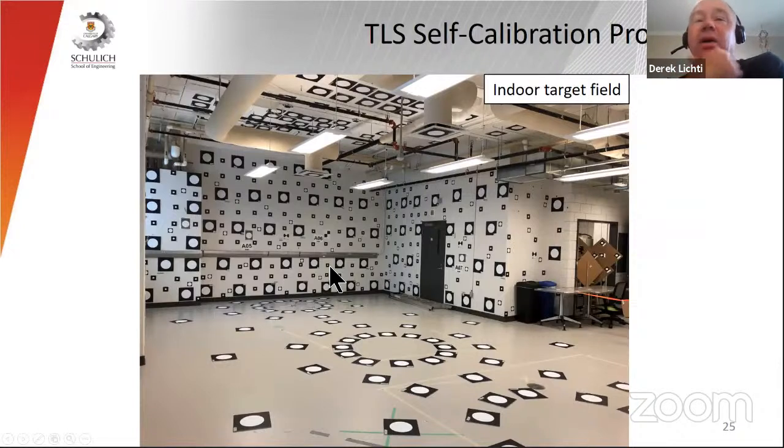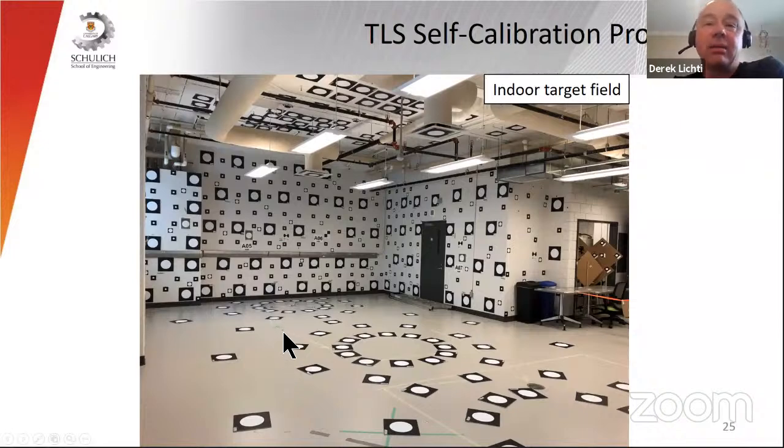So here is an indoor target field. The walls, the floor, and the ceiling are decorated with many of these signalized targets, a white circle on a black background. You can probably guess where the instrument locations will go. There's the spider sort of tripod here, but in between these circles of targets on the floor.